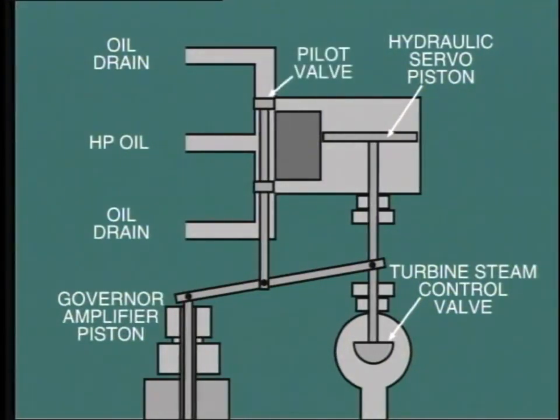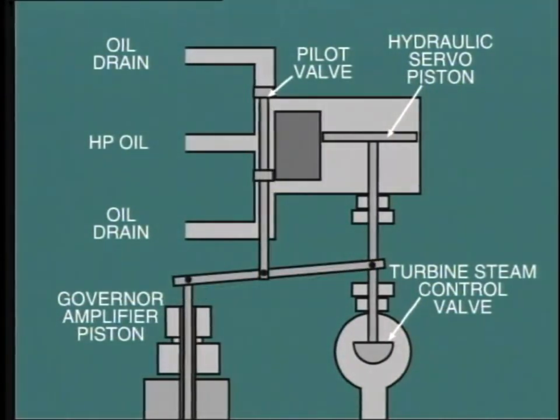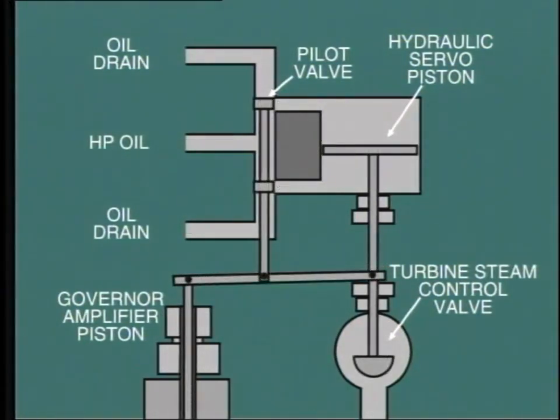Now, suppose the governor control system lifts the operating lever slightly. As we can see, this will now allow high-pressure oil to enter the servo cylinder above the piston. At the same time, it will allow oil below the piston to pass to the oil drain. In response to this, the piston will be forced downwards, partially closing the control valve. But look, this movement downward also moves the operating lever, and this moves the pilot valve downward, so closing off the servo cylinder, which is now in a new position.